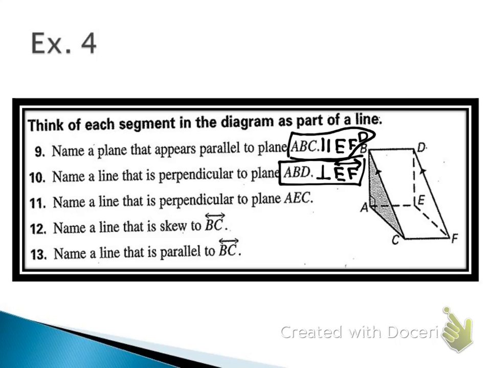11. Name a line that is perpendicular to plane AEC. So now we're talking about the floor, AEC. So which line? F is on the plane. DE will work, or AB would work. Good. I'll just go with the first one I heard, which was DE.